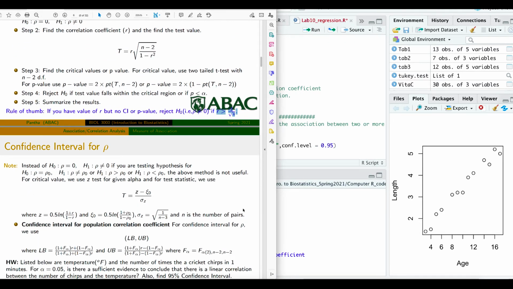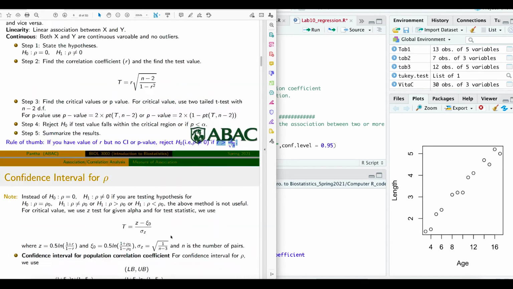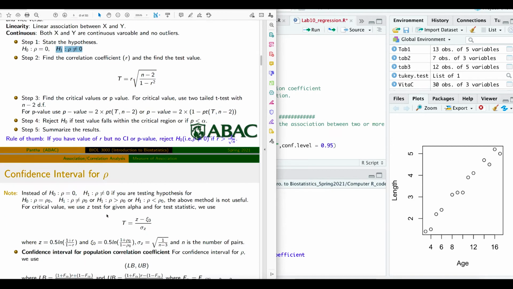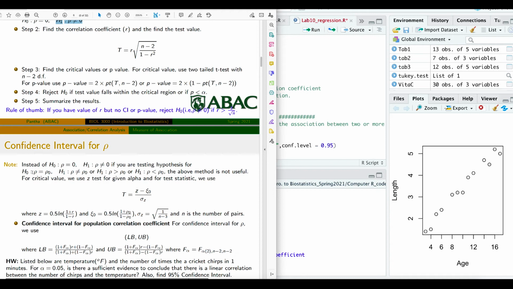So the next thing I am going to do is, here you see that our null hypothesis is rho equals 0 versus rho not equal to 0, meaning there is no correlation or association versus there is association between two population variables, right? But sometimes you need to test H0, rho equals a certain value, versus rho not equal to that value or greater than or less than. Then we don't use the above method. The method we just used, we will not use that. In that case, we need to find the z value.